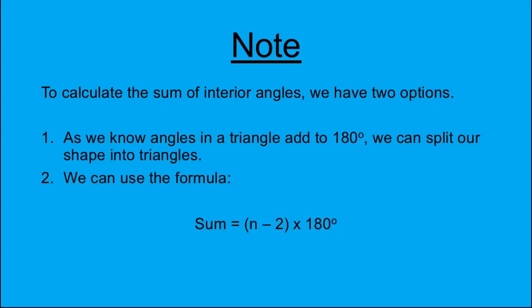To calculate the sum of interior angles, we have two options. Option 1, as we know angles in a triangle add up to 180 degrees, we can split our shape into triangles. Option 2, we can use the formula: sum of interior angles equals (n - 2) multiplied by 180 degrees.